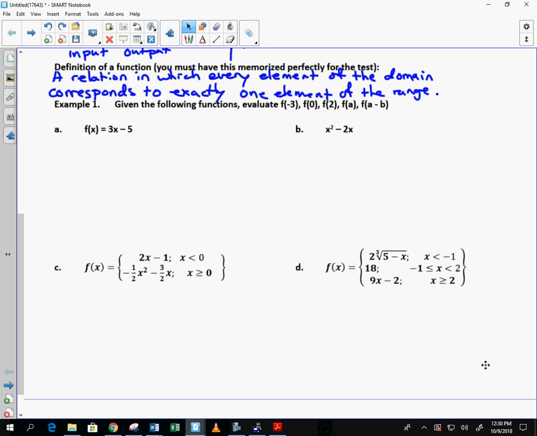All right, this is what you have to memorize for the test: a relation in which every element in the domain corresponds to exactly one element of the range. Exactly, it needs to be perfect. Okay, and you'll be able to do it, and we'll practice it. Now, that's the definition of a function.